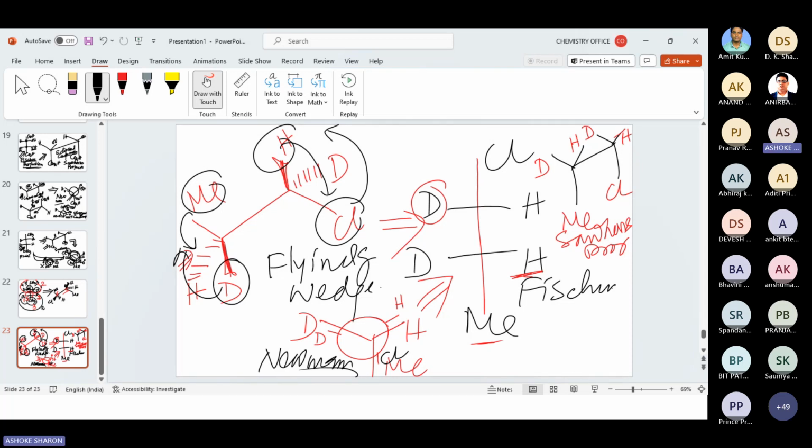So that means I can convert from flying wedge to Fischer projection to Sawhorse to Newman. I can even convert in the reverse way, Newman to Fischer to Sawhorse to flying wedge. If you consider any molecule, you can convert from one structure to another. That's a very interesting concept in stereochemistry. If you understand only one particular type, you can explain everything. Clear?